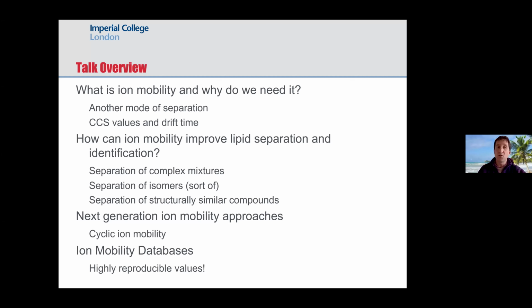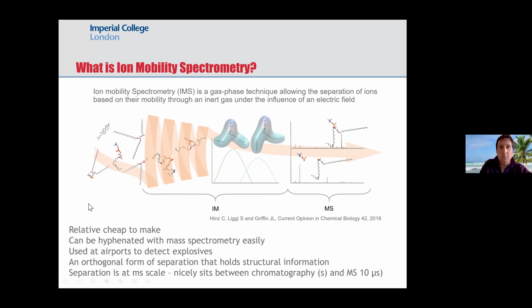As I've already mentioned, we can measure CCS values of our ions as they go through the drift tube, and we can use that for structural information. One of the surprises for me, coming relatively new into this field, is how highly reproducible the in silico determination of CCS values is for structural identification for many compounds. So I'll start off with what is ion mobility spectrometry, or IMS.